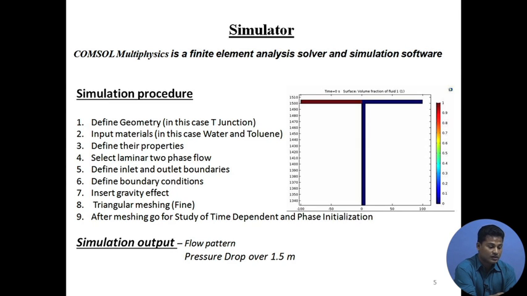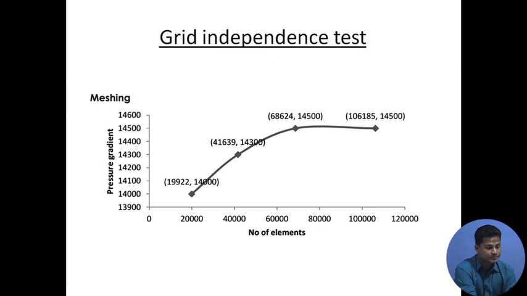It goes for choosing the triangular meshing. We should select the mesh after doing a grid independent study. What is a grid independent study?